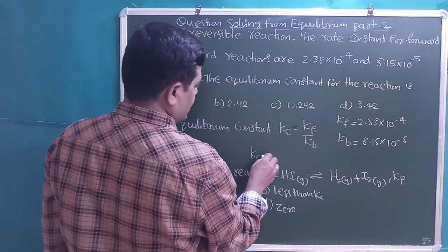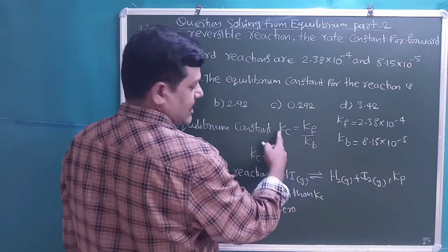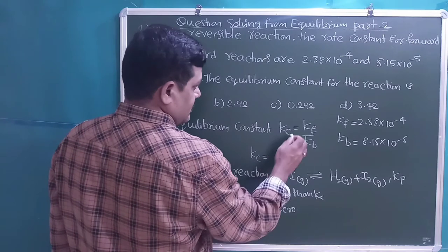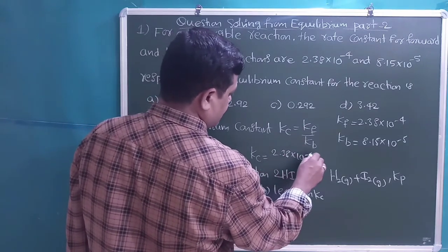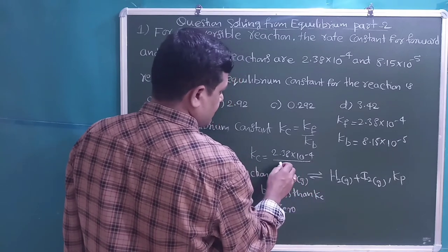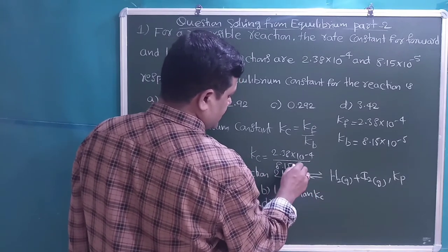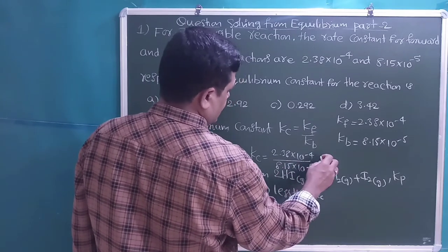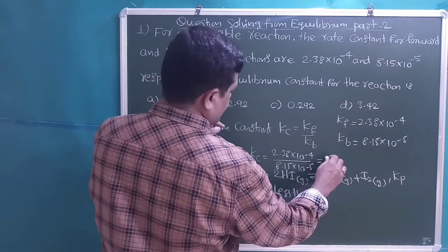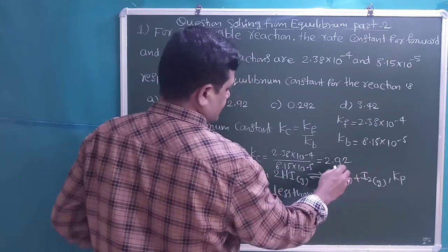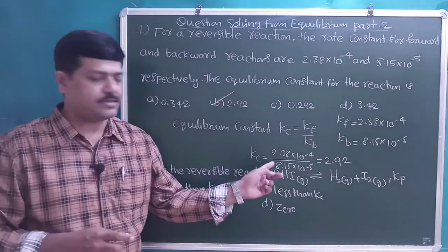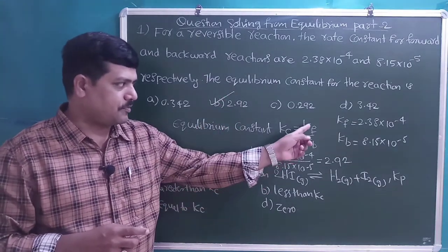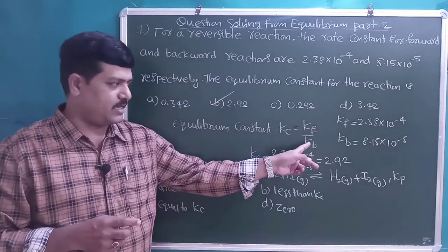Then Kc is equal to, by substituting Kf and Kb values in the Kc expression, Kf value is 2.38 into 10 power minus 4 divided by Kb value 8.15 into 10 power minus 5. By simplifying this, we will get 2.92, which is given in option B. So the equilibrium constant, students, is the ratio of Kf divided by Kb, right?